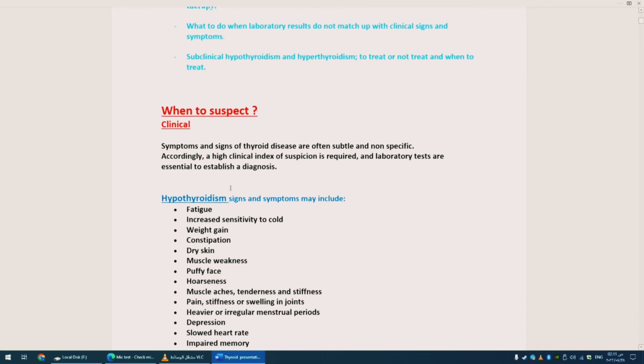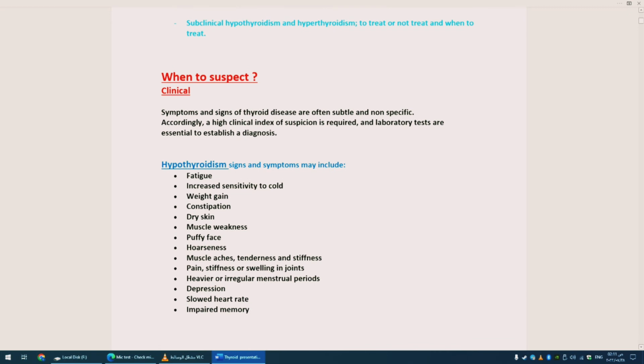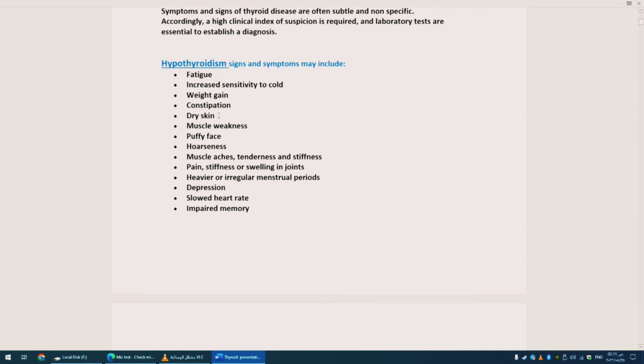Clinically, symptoms and signs of thyroid disease are often subtle, non-specific, and non-sensitive. Physicians must consider and exclude thyroid dysfunctions much more often than they will establish a diagnosis. If only patients presenting with classic, clearly suggestive symptoms and signs are evaluated, many affected individuals will remain undiagnosed. Accordingly, a high degree of clinical suspicion is required, and laboratory tests are essential to establish a diagnosis.